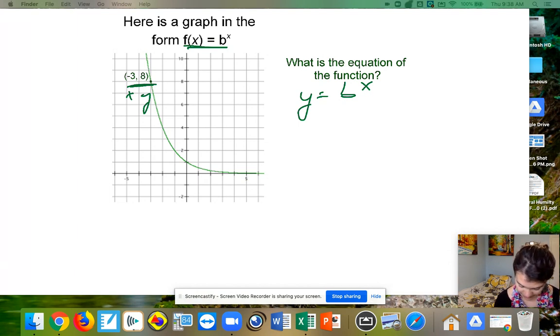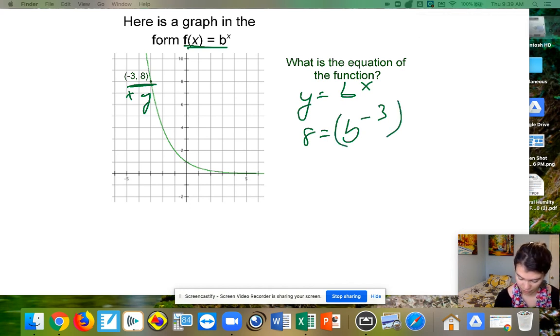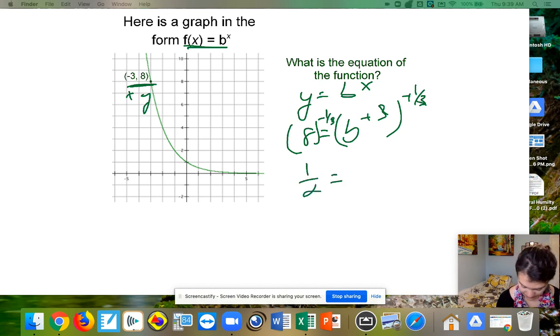So we plug that in, you'll get 8 equals b to the negative 3. And we need to get rid of that negative 3. So to undo a negative 3, we can raise it to a negative 1/3 on both sides. Because then you multiply these out, the 3's cancel, the negatives cancel, you get b to the 1. So 8 to the negative 1/3, you could do it by hand, or you can type into a calculator. You'll get a half equals b.